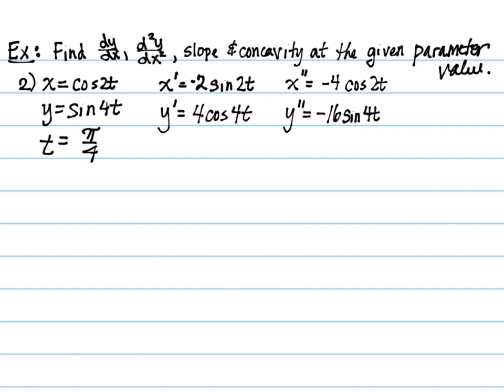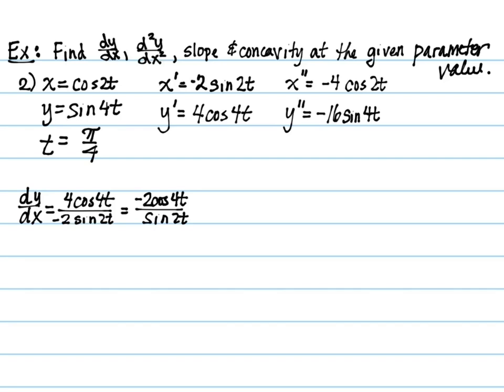Okay, so those are the nuts and bolts that we need to put things together. So dy/dx would be 4 cosine 4t over negative 2 sine 2t. Because the angles don't match, that's not going to be cotangent, right? The angles do not match. But the 4 and the negative 2 could simplify. So if you prefer, we can go ahead at least to write this as negative 2 cosine 4t over sine 2t.